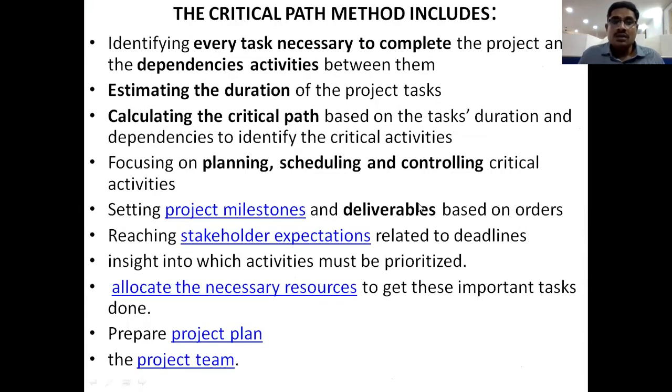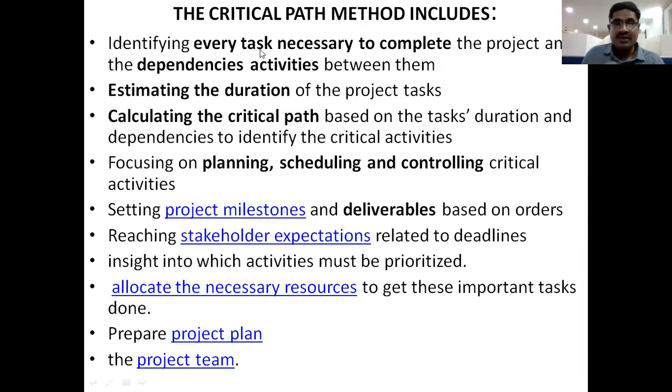Look at this thing. So the critical path method includes: identify every task necessary to complete the project, and decide the dependencies between the activities. First of all, the major task is to find out the necessary tasks, the necessary functions. What are the necessary functions we need to have to complete a particular project, a particular contract? So this is the first requirement.